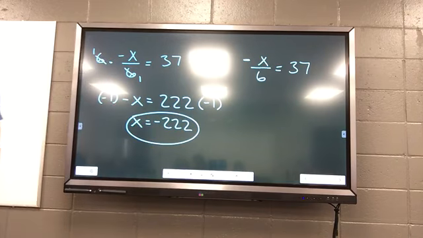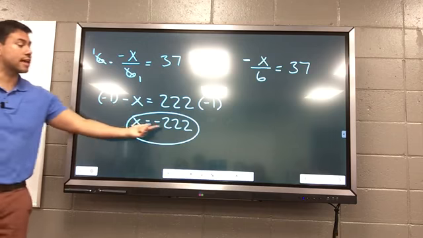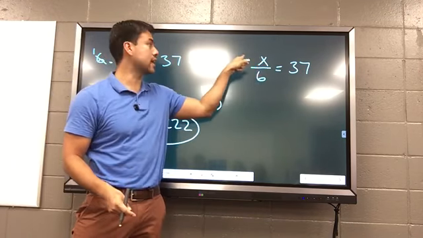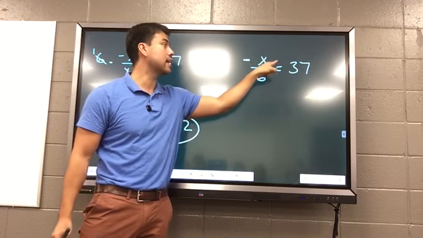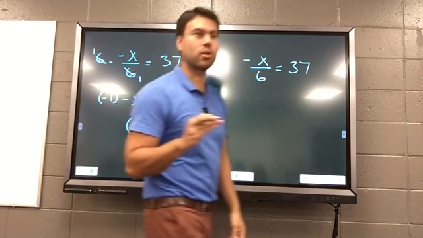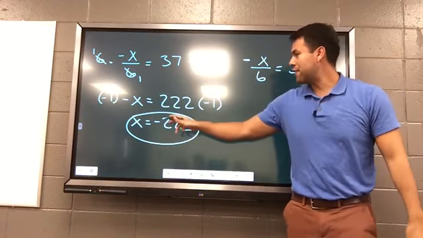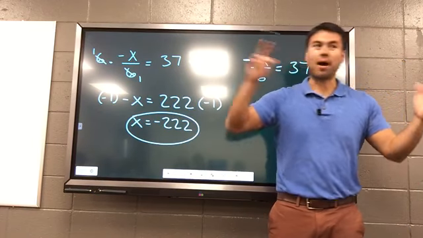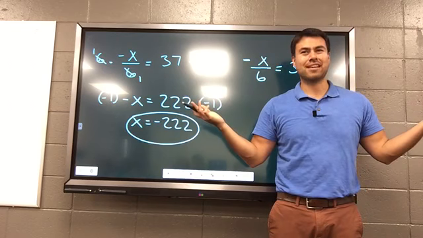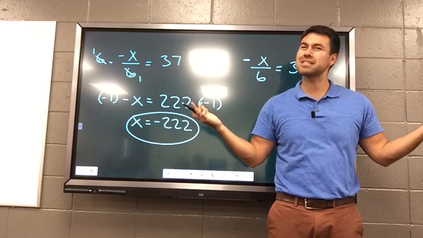Perfect example of checking it. Because you could get 222. It looks good, but it doesn't work according to this. You'd get negative 222 divided by 6, negative 37. Wait, that's not it. And can I ask you this question? Having a negative sign or a positive sign, does that make a difference?